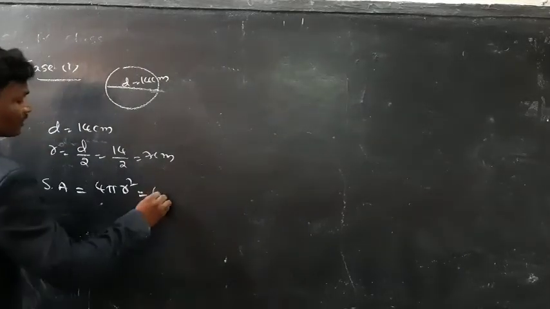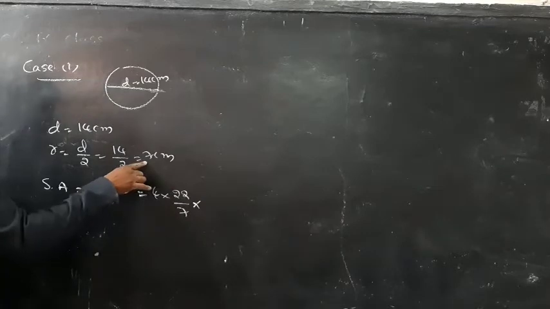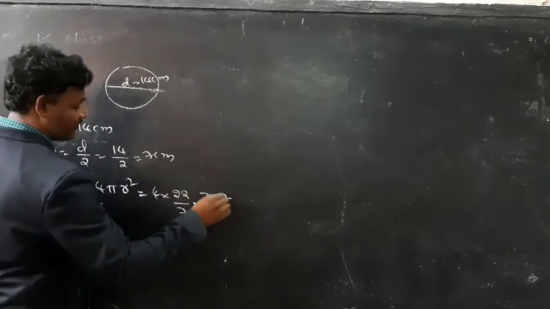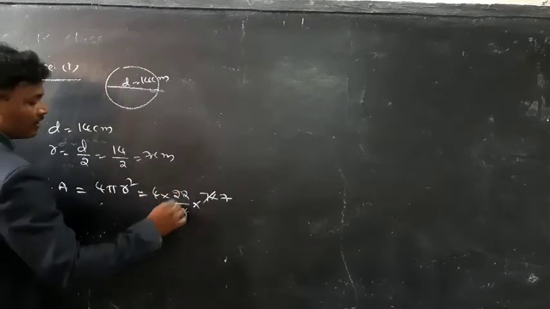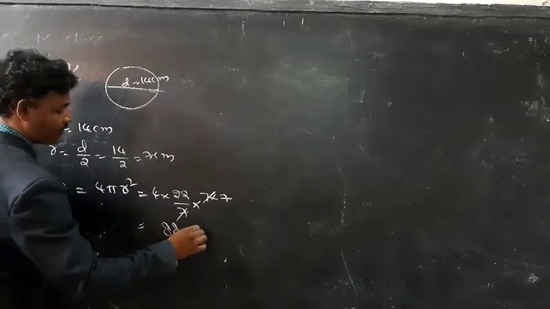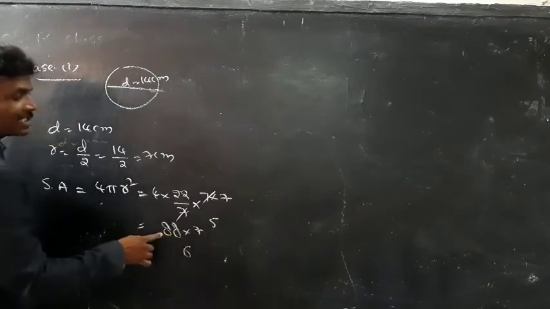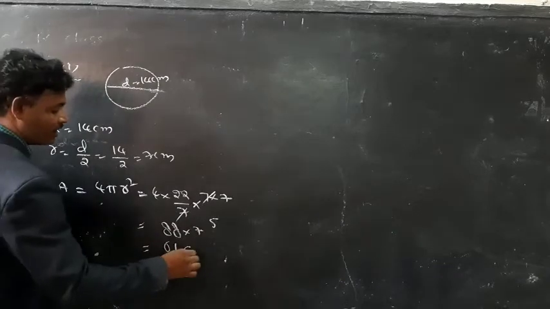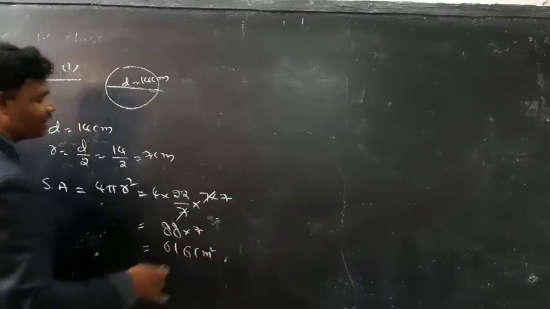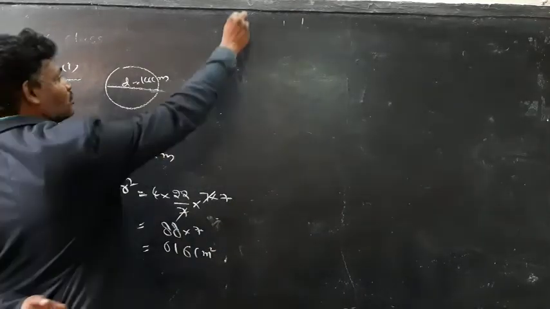So 4 means 4. What is the value of pi? 22 by 7. And radius is 7 into 7. See here, 7 gets cancelled. 88 into 7. 7 8s are 56. 7 8s are 56. 56 plus 5, 61. So it is 616 centimeters square. Now case 2.